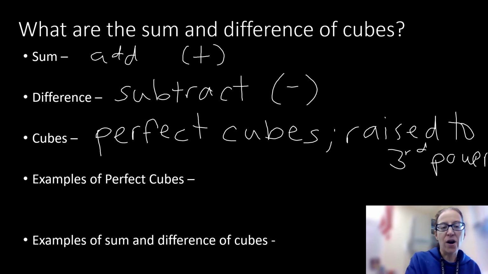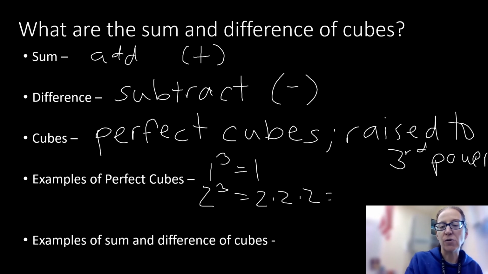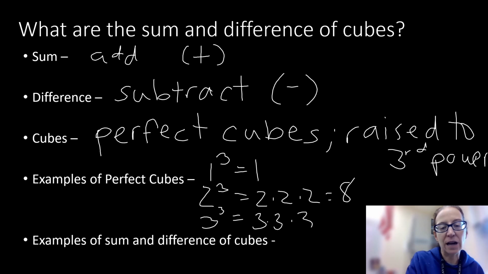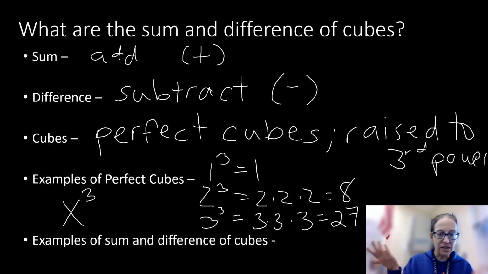So an example of perfect cubes would be something like 1 to the third power, which is 1, or 2 to the third power. Now remember what that means. It means 2 times 2 times 2. 2 times 2 is 4, and 4 times 2 is 8. Or 3 to the third power, which of course is not 3 times 3, okay? If you're going through stuff really fast, you're like, oh, 3 times 3. It's 3 to the third power, which means 3 times 3 times 3, which is actually 27. And you could also have, say, x to the third, because that is x times x times x.